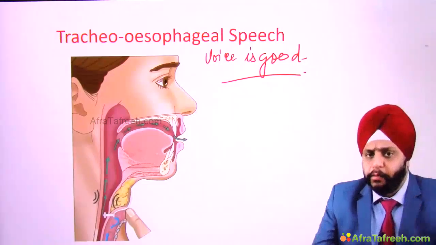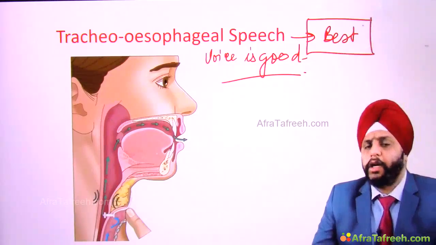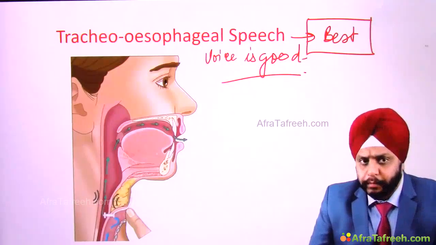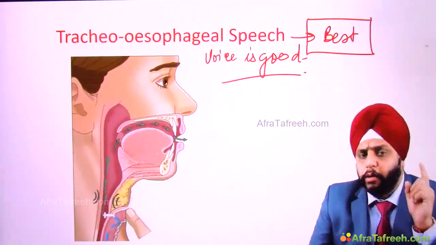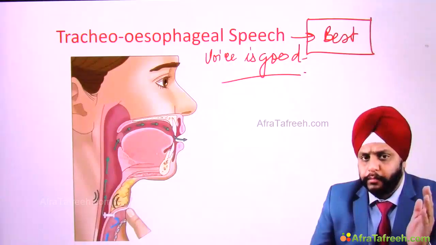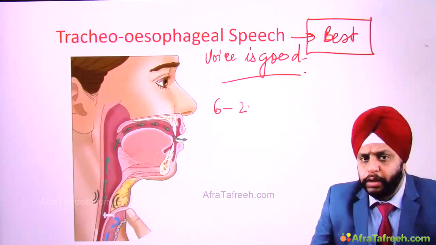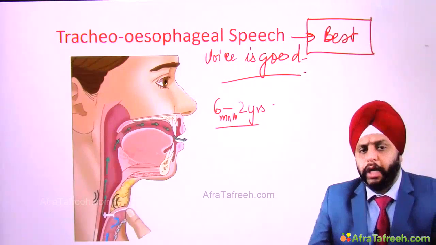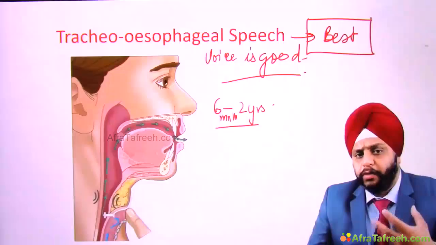This is the best way to rehabilitate the patient after laryngectomy for voice. Best way, right? But remember, this tracheoesophageal voice prosthesis needs a lot of hygiene and maintenance. We may have to change this between 6 months to 2 years time, depending upon the hygiene. If you maintain good hygiene, you can keep it for 2 years, right? If you maintain poor hygiene, you may have to change it every 6 months.